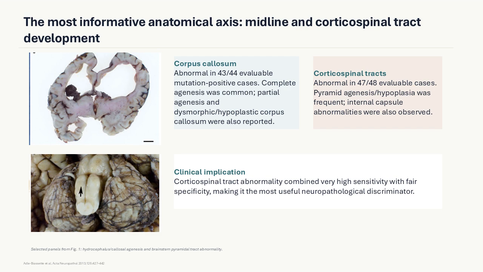The most informative anatomic axis is the combination of corpus callosum and corticospinal tract development. Among evaluable mutation-positive cases, the corpus callosum was abnormal in 43 of 44, and the corticospinal tracts were abnormal in 47 of 48. Pyramid agenesis or hypoplasia was frequent, and internal capsule abnormalities were also observed. This helps connect fetal pathology to the living phenotype. Corticospinal tract defects map well onto spasticity and the adducted thumb spectrum.